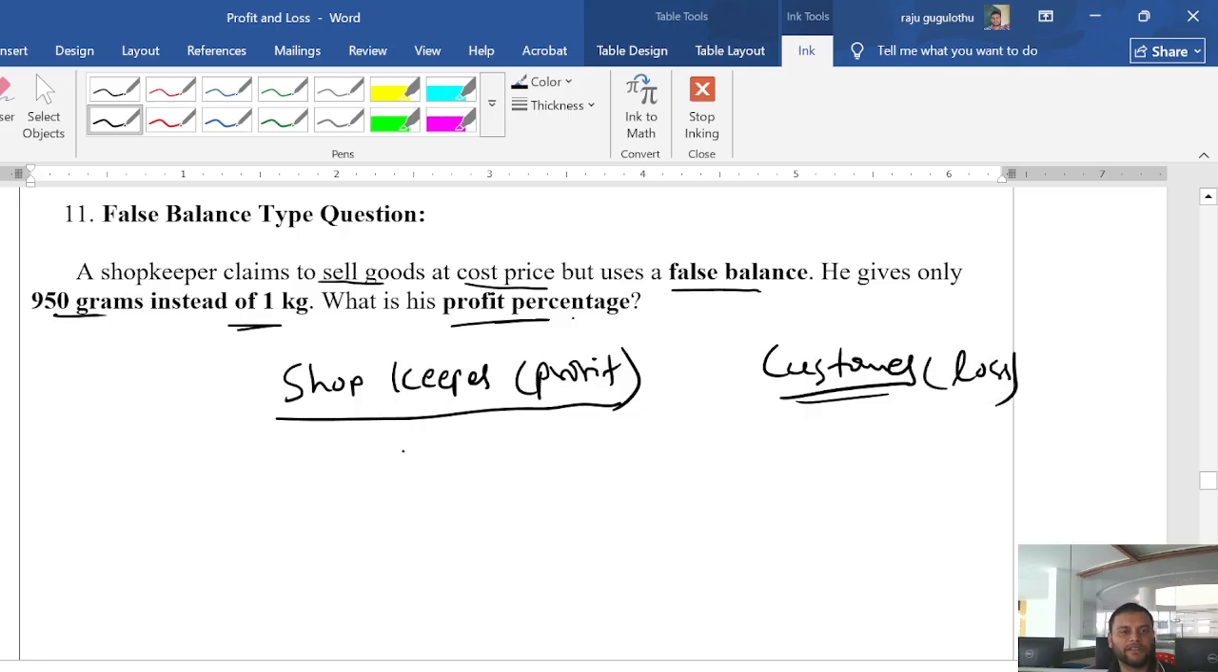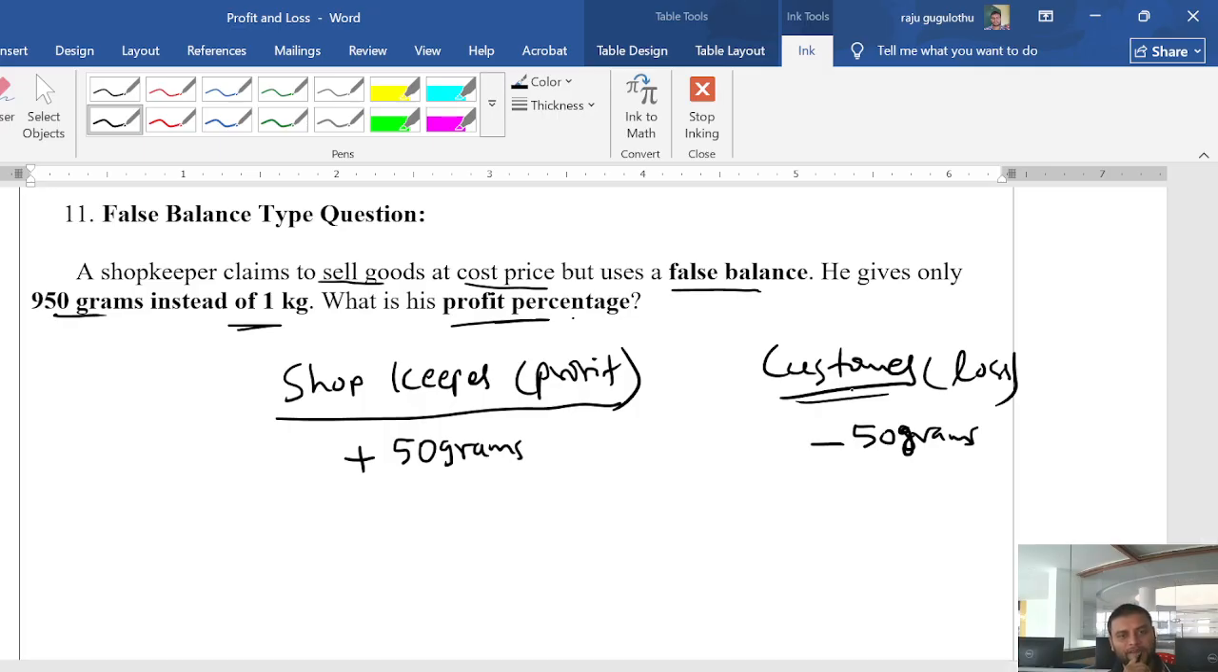Friends, if we speak in terms of grams, the shopkeeper is going to gain 50 grams of whatever article he is selling, but the customer is losing 50 grams. So in terms of grams, whatever the shopkeeper is gaining, that much the customer is losing. But in percentages, we will have different percentages because the denominators of these two percents are different.